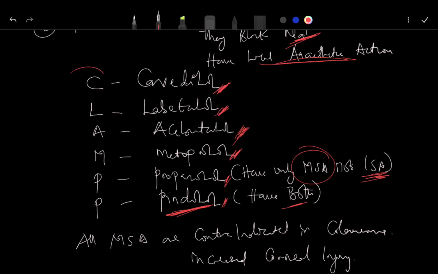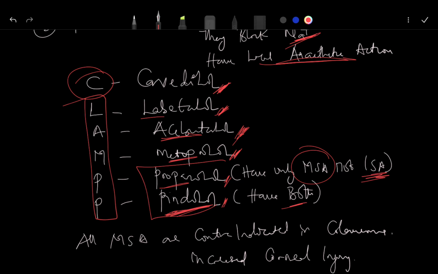The mnemonic is C-LAMP. Carvedilol, labetalol, acebutolol, metoprolol, propranolol, and pindolol. These two P are what? Propranolol and pindolol. You might want to remember that also.